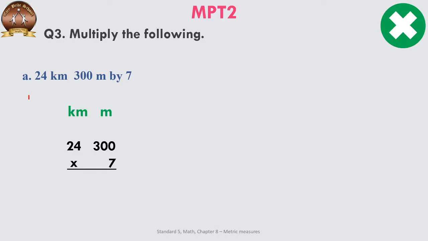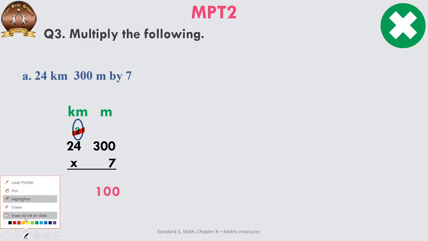Simple multiplication you have to follow here, remembering that whenever it reaches 1000 meters, the answer will be carried to kilometers. 0 into 7 is 0. Now 0 into another 7 is again 0. Forget this. Now 7 into 3 is 21. Now the 2 is carried to the kilometer part, because 2100 will never be under meters. It will always be carried to kilometers.